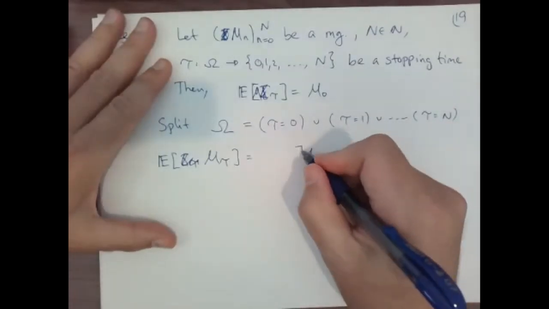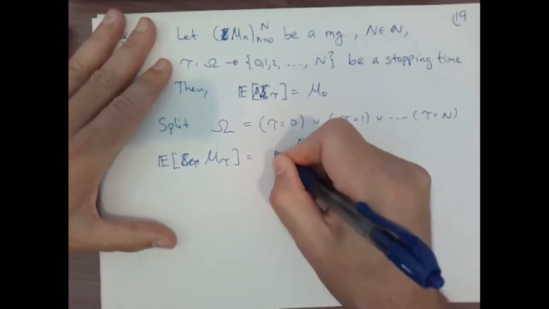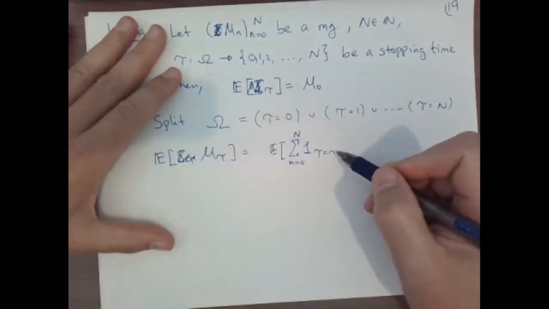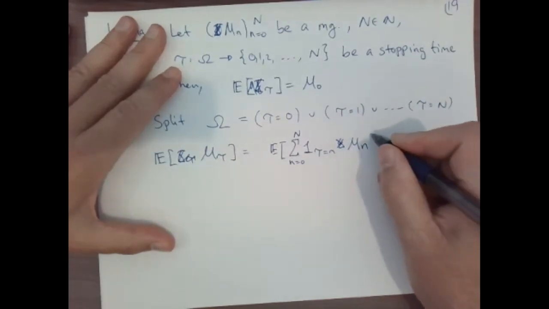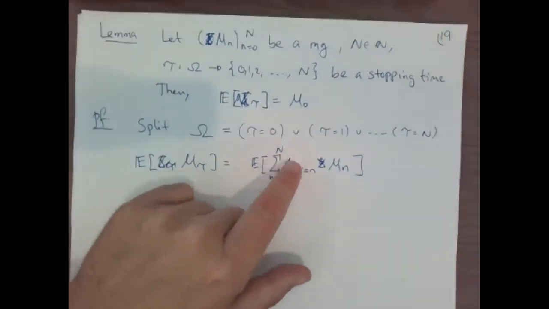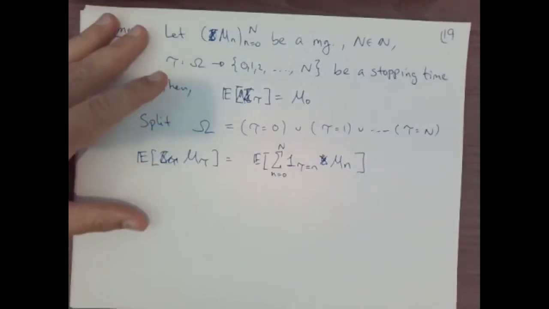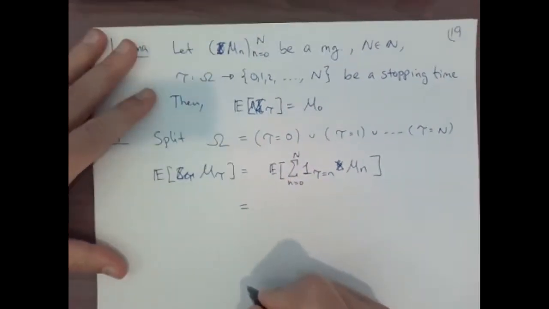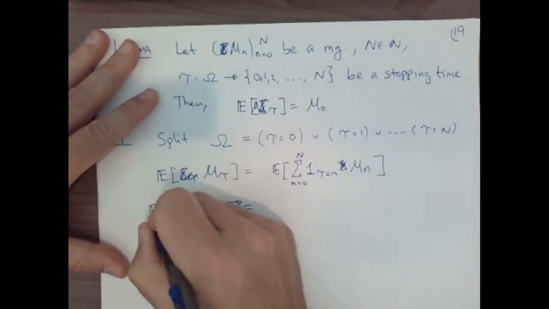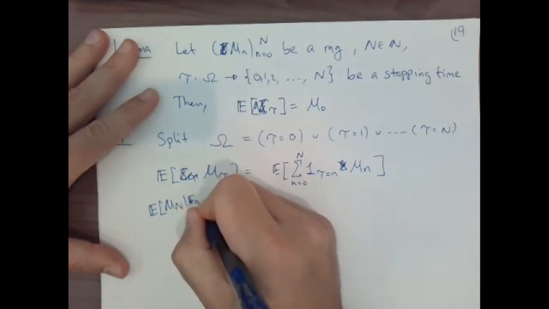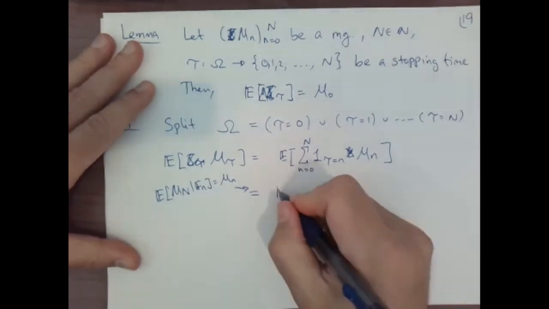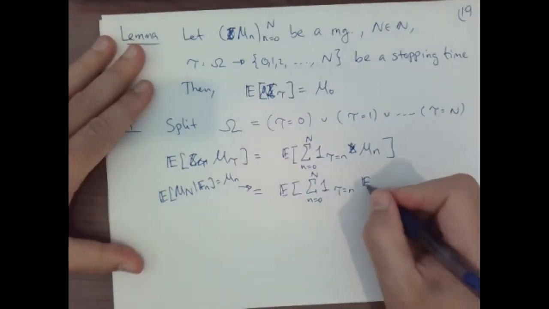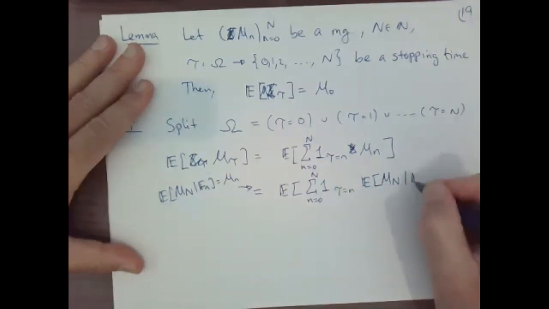This would be my disjoint splitting, and so I would sum from n equals 0 to capital N, take an expectation. And then on the set where tau is equal to n, I would have Mn. On the set where tau is equal to n, M tau is going to be Mn. Okay, so then I can use that M is a martingale. So here I'll use the conditional expectation of Mn given F little n. I can plug that in here. So I'll get Mn given F little n.